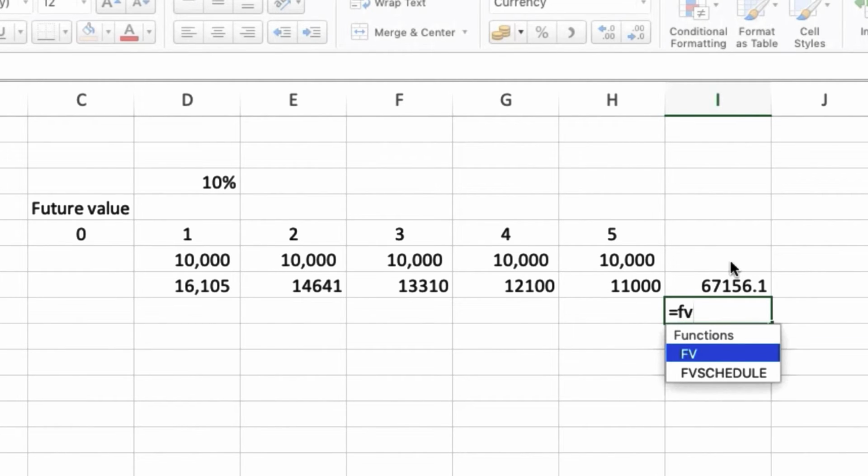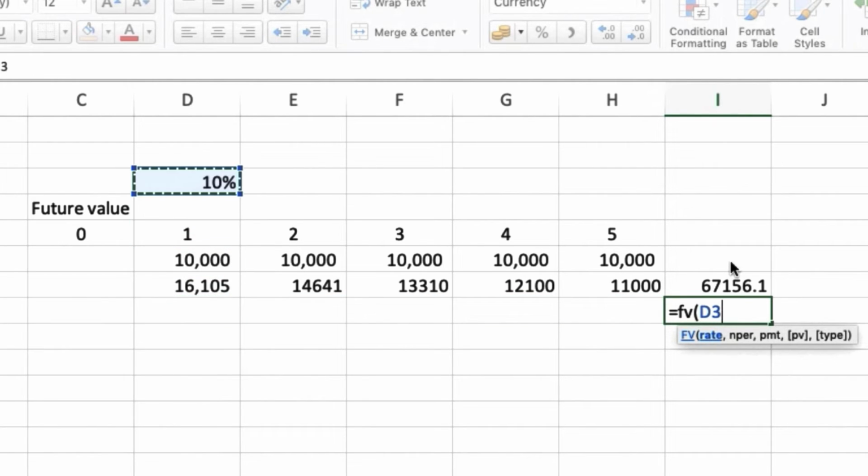Equal to FV, rate is 10%, NPR stands for time period, which is 5 in this case, payment is 10,000 every year. We don't have a present value here.